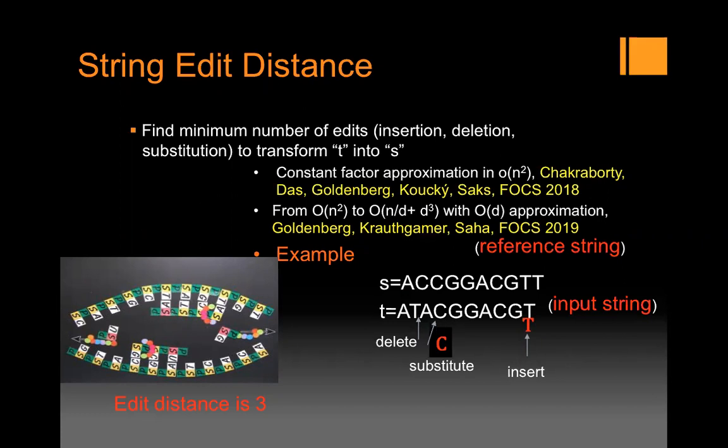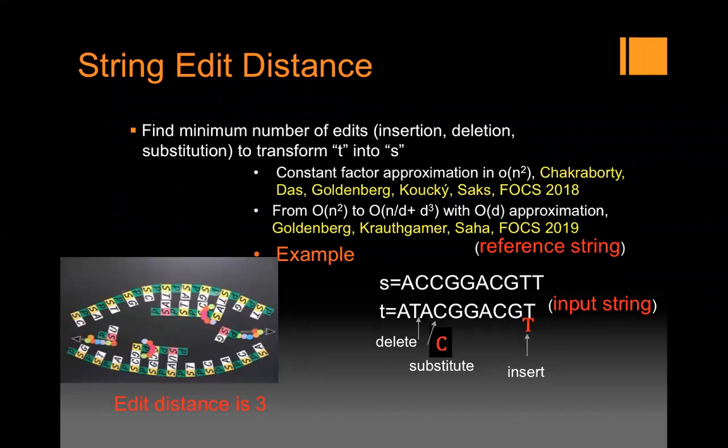I don't think I need to introduce string edit distance, but I will still do that just in case. In string edit distance, you have two strings, the reference string and the input string. You want to make the minimum number of edits on the input string, insertion, deletion, and substitution of characters, so that after the edits the input string looks like the reference string. For example, here, if you delete this capital T, then substitute this A with a C, and then insert T at the end, then with these three edits you can convert this input string into the reference string.